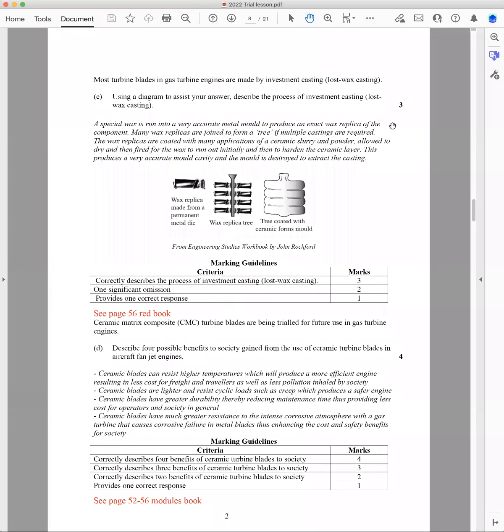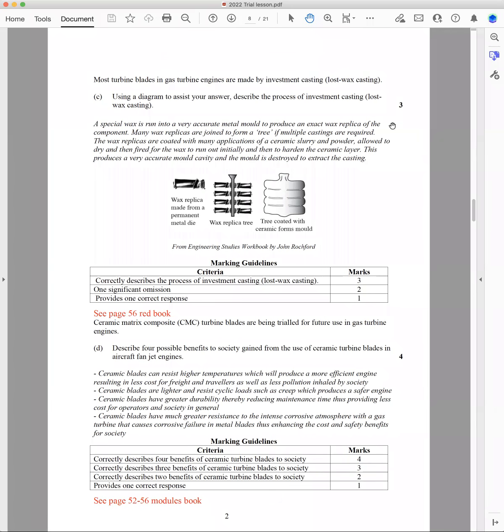We'd want to see the first response is an accurate metal mold is made and wax is poured into that, and you've got a wax replica of the turbine blade. And then the next response would be that the turbine blades are put onto a tree of wax and then covered in a refractory liquid, then powder, liquid, then powder to build up the mold.